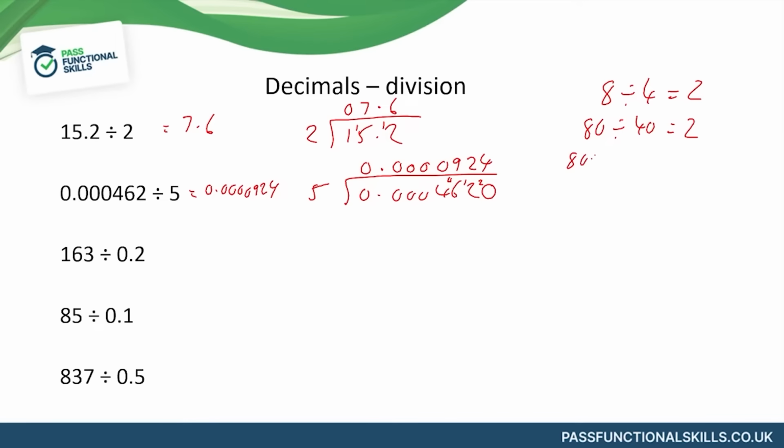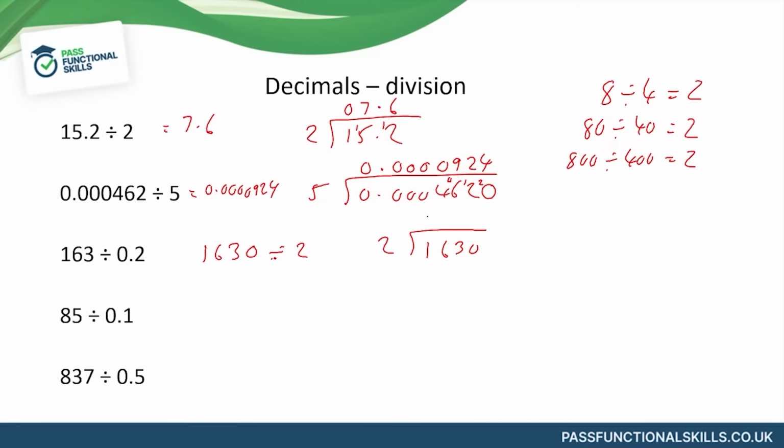In fact, let's do that again. 800 divided by 400, the answer is still 2. So what I'm going to do here is exactly the same thing. I'm going to multiply both numbers by 10. So 163 will become 1630, and 0.2 multiplied by 10 becomes 2. That's the whole point of multiplying both numbers by 10, because it turns this nasty decimal into a whole number. And now we can divide 1630 by 2 using a bus stop.